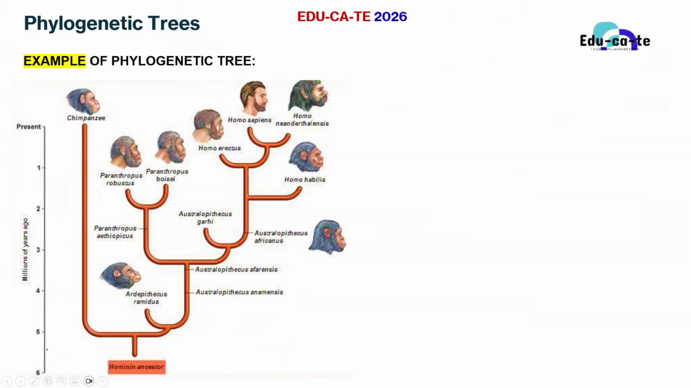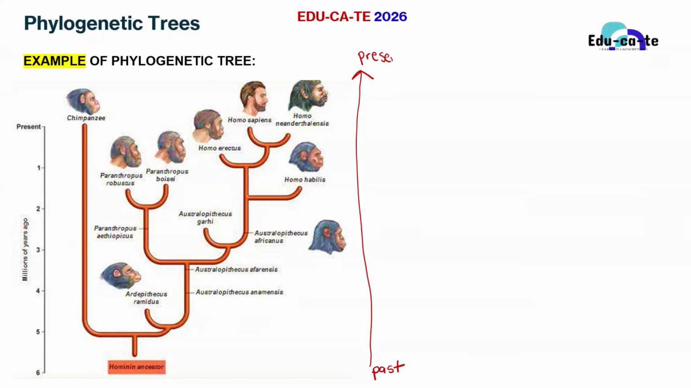interpret a phylogenetic tree. So here our timeline is moving from bottom to top. And as we move from bottom to top, we are moving from past to present. So this is from past to present. The past that we are talking about, guys, is not your grandparents and your recent ancestors. No, we are talking about ancestors from millions of years ago.